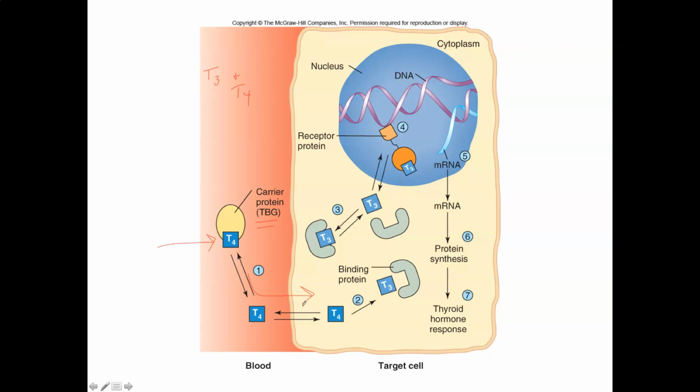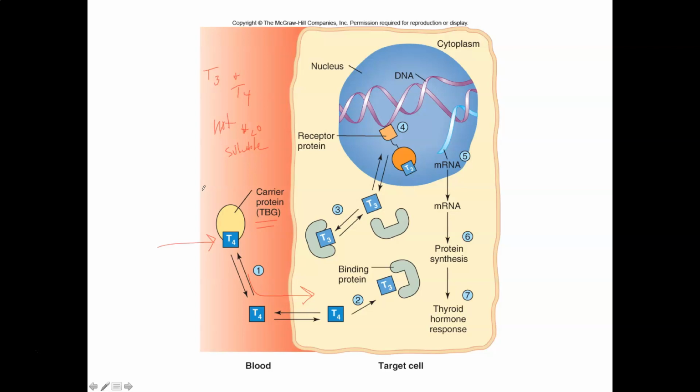So you could refer to this as steps 1 and 2 if you were looking at this as a step-by-step process. So we produce T3 and T4, they're dumped into the bloodstream, they're going to bind to a carrier protein, and then those carrier proteins are going to take them out to the target cell because they are not water soluble. So again, very similar to steroid hormones. Once you get to the target cell, you're going to detach from the carrier proteins.